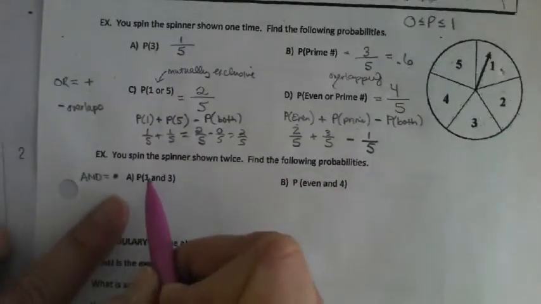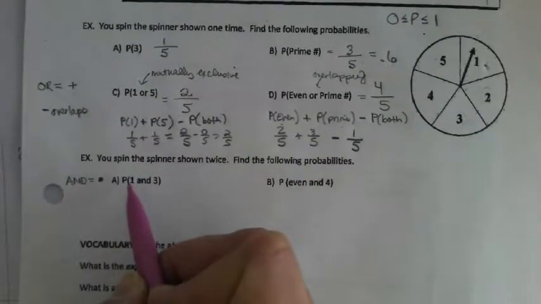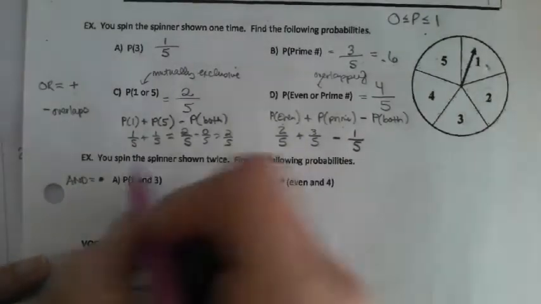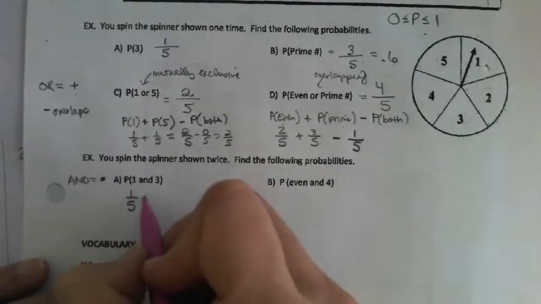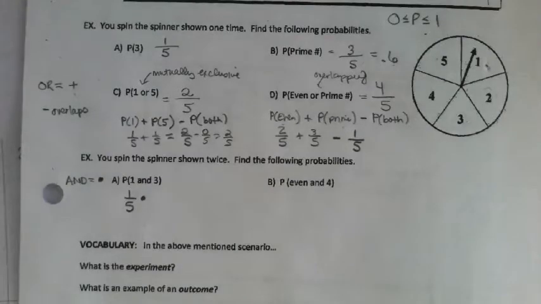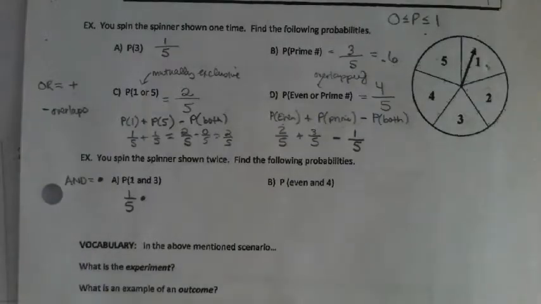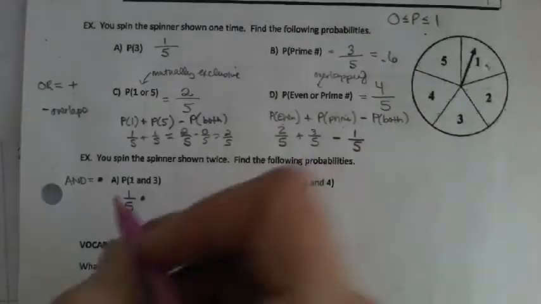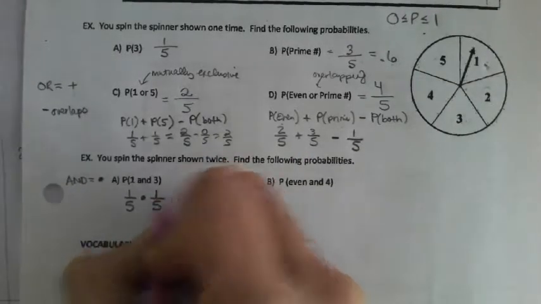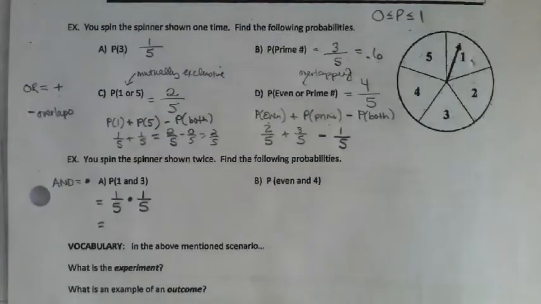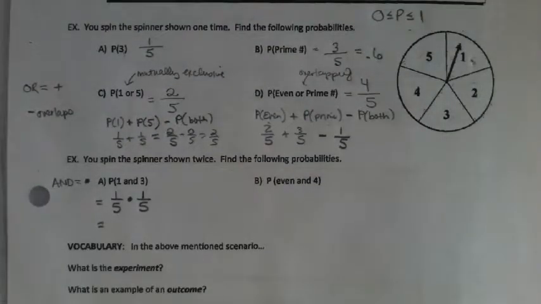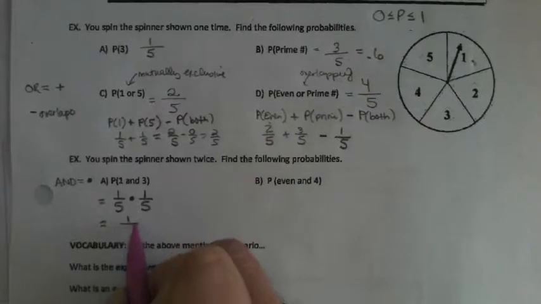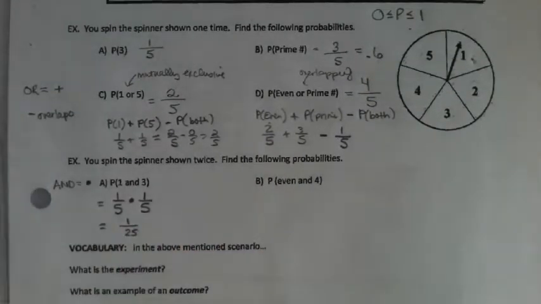So what is my probability if on my first event, I'm spinning the spinner, my probability of getting a 1 is 1 out of 5. And then I'm going to spin it a second time. So there's my and means multiplication. And my probability of spinning a 3 is also 1 out of 5. So really the probability of both of these things lining up and happening is 1 out of 25, which is not great. Okay, the more events you stack on, the less likely your chances are.